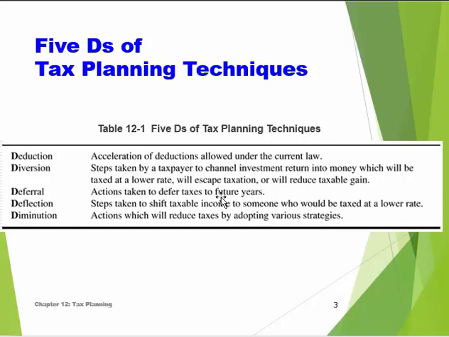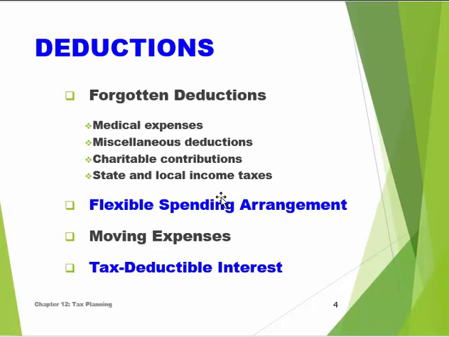And diminution is where we reduce taxes through various kinds of strategies. They could be investment strategies. They could be just transactions that we take that ultimately reduce taxes. So we're briefly going to discuss some of these strategies.